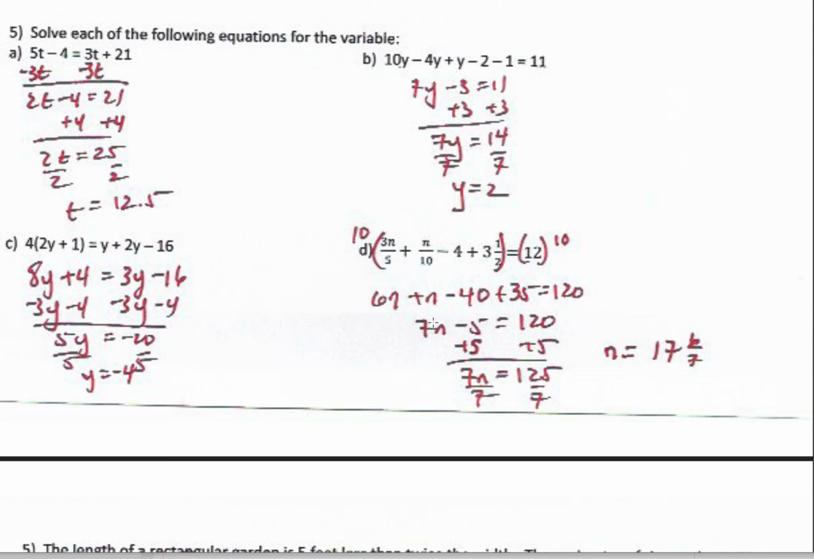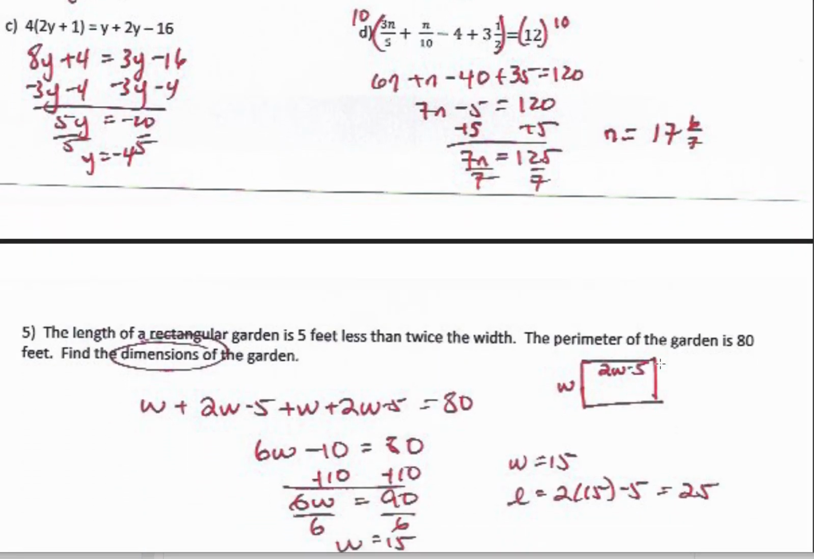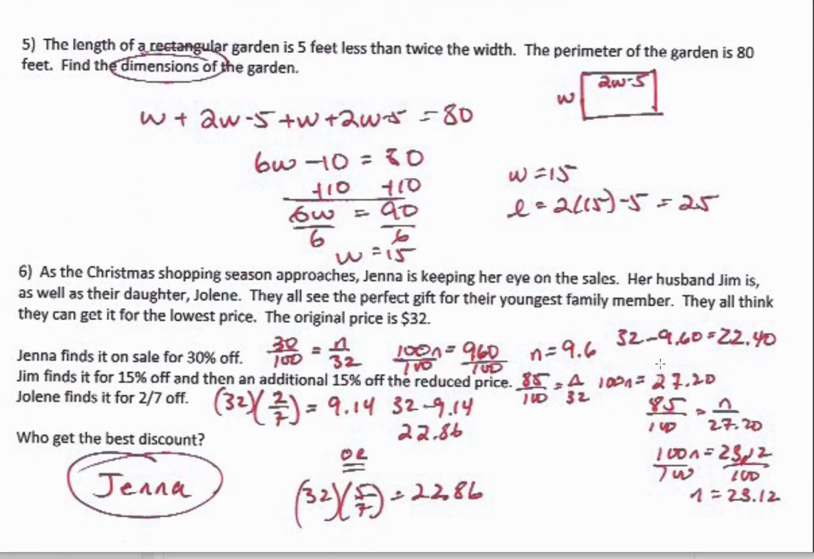Getting your like terms together, 7n minus 5, because negative 40 and 35 is minus 5, equals 120. Adding 5 to both sides, I get 7n is 125. Dividing by 7, and I get 17 and 6/7. It often works out with fractional equations that you get fractional answers. Not always, but often.